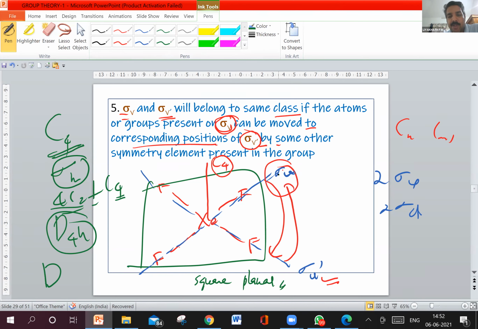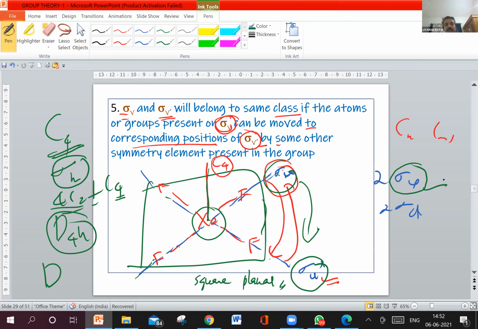Here there is a sigma v and sigma v dash. By looking at this sigma v and sigma v dash, we can easily say they are in the same group, because they are similar sigma planes, all passing through the xenon and two fluorine atoms. This sigma v and this sigma v dash also pass through the xenon and two fluorine atoms. Therefore, they are similar sigma planes, and similar sigma v planes always belong to the same class. Or we can say that by C4 rotation, the atoms in the sigma v plane move towards the sigma v dash plane. Therefore, they belong to the same class. That is the fifth rule.